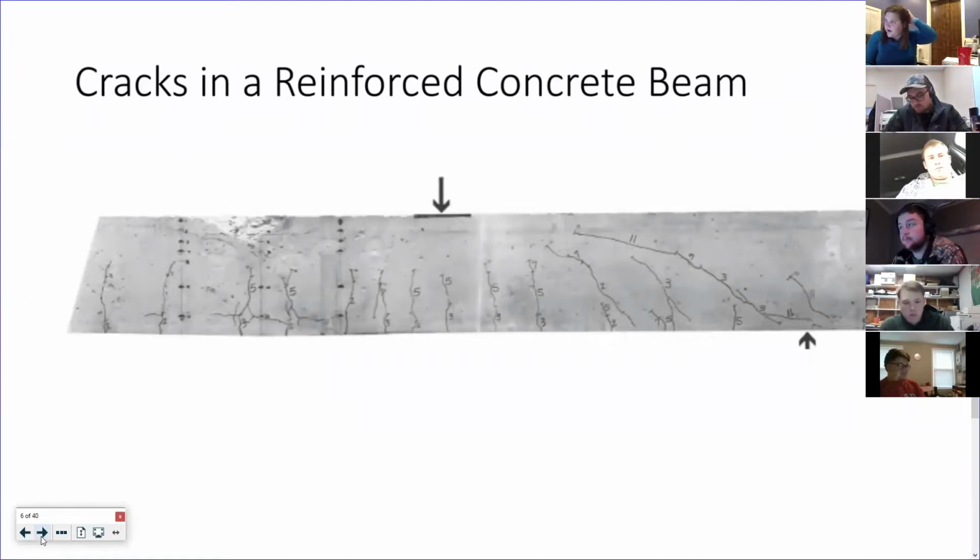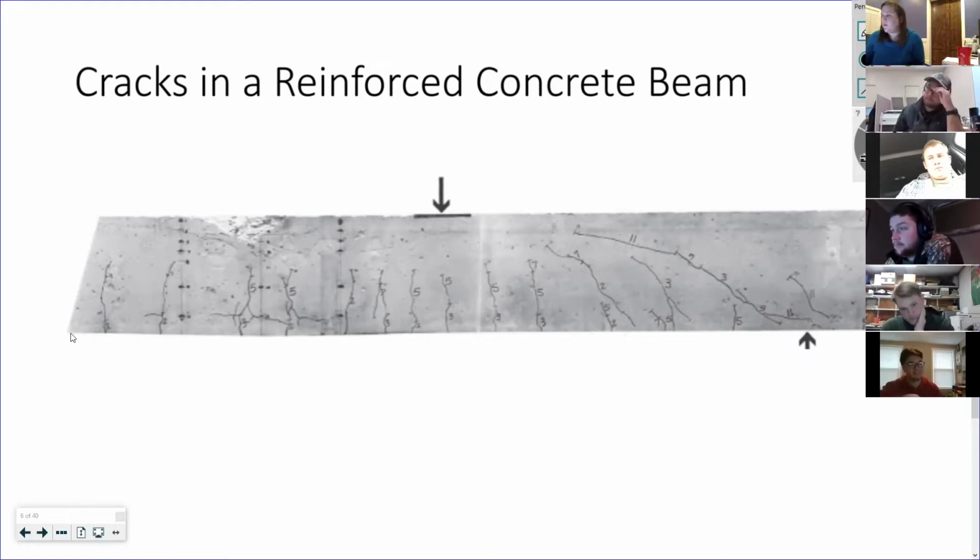This is a picture of cracks in a reinforced concrete beam. Again, we have kind of like a 3-point bend specimen, although it's way out there. But if you guys remember your shear and moment diagrams, yes, they're coming back.